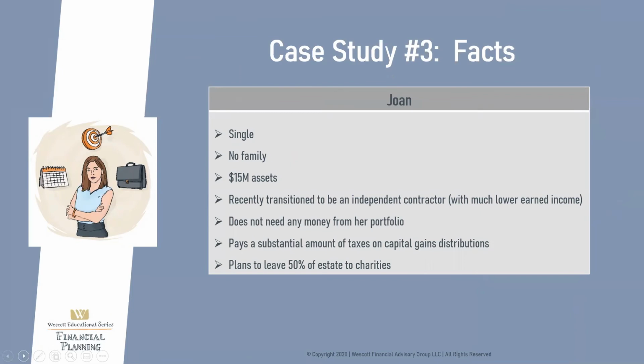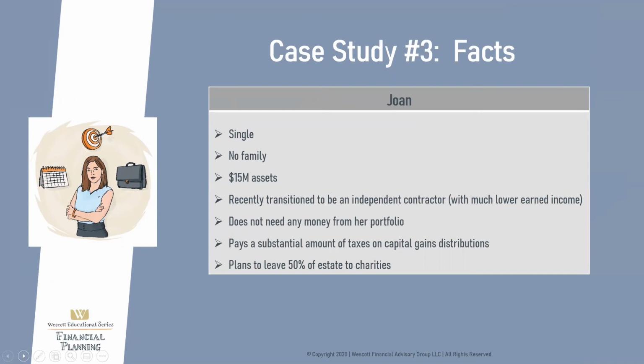Here we find Joan. She's a single client with very little family and $15 million of assets. She was making over $1 million each year, but as she moves closer to retirement, she scaled back and even more recently transitioned to being an independent contractor. Joan is not pulling anything from her portfolio, but she is paying a lot in tax on her capital gains distributions for money that she'll likely never use.